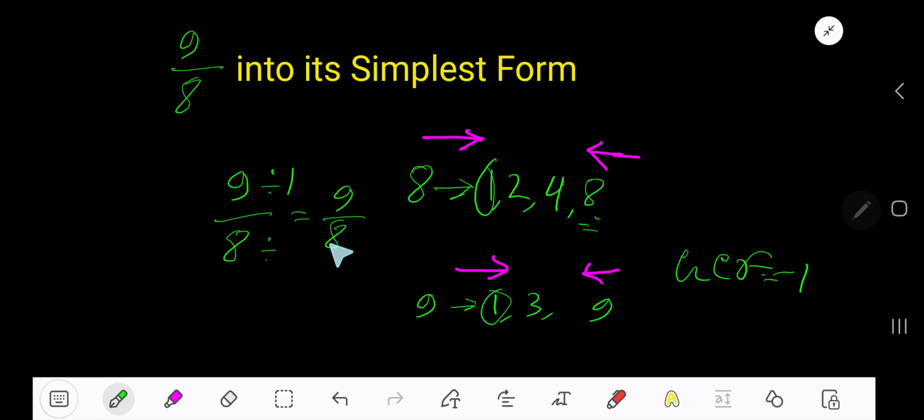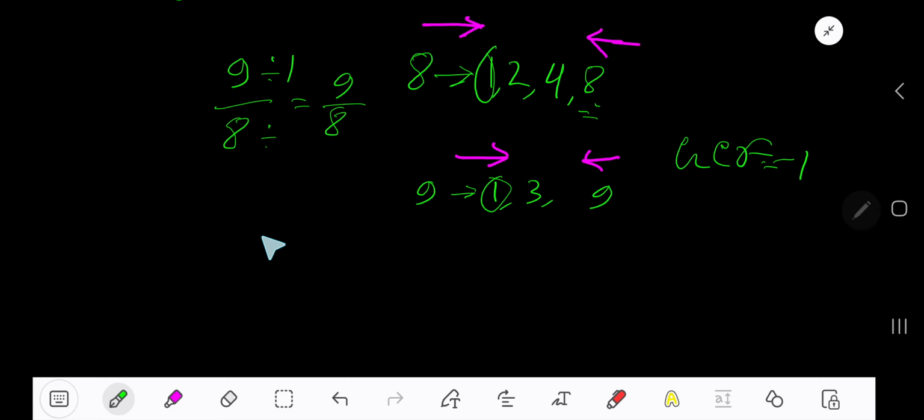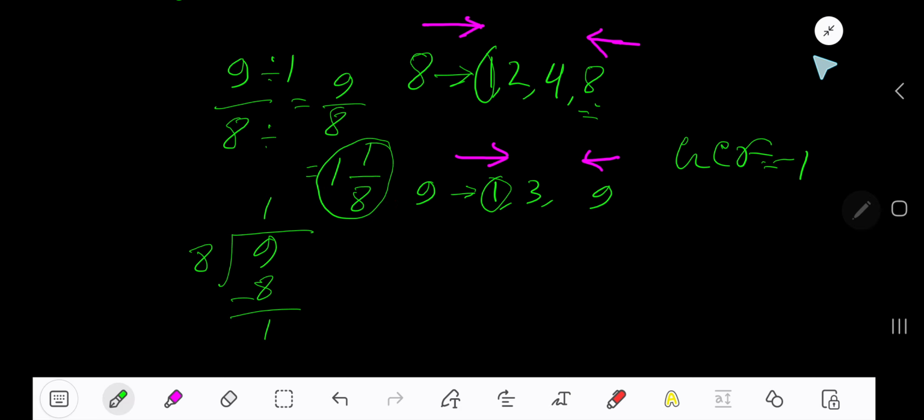Look, this is an improper fraction because the numerator is greater than the denominator. So divide the numerator by the denominator, 8. 8 goes into 9 how many times? 1 times. 1 times 8 is 8. Subtract, 1. So this will be our quotient, our whole number part. This will be our numerator and this will be the denominator. So 1 and 1/8 is our answer. This is a mixed number.